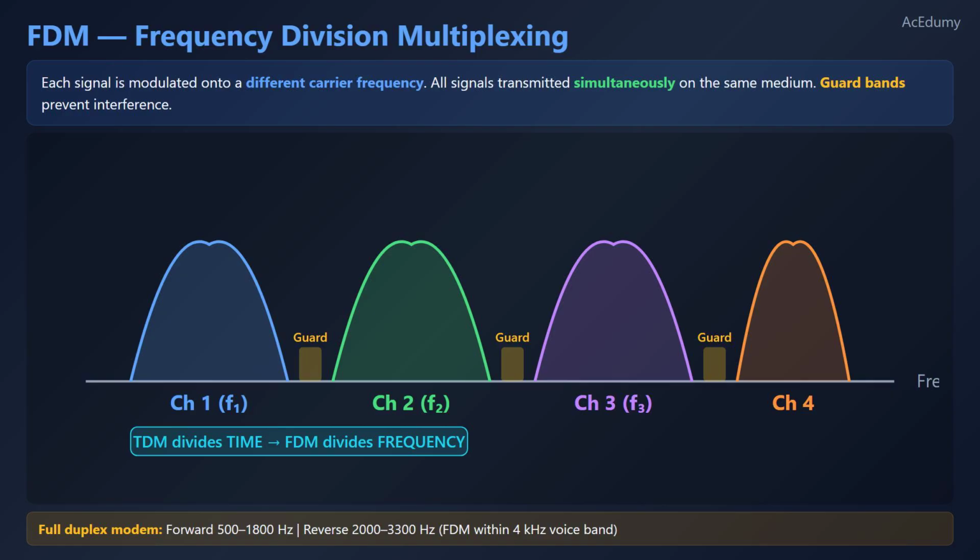FDM is also the basis of how full duplex modems work on a telephone line. The 300 to 3400 Hz voice band is split into a forward channel from 500 to 1800 Hz and a reverse channel from 2000 to 3300 Hz. While TDM divides time into slots, FDM divides frequency into bands. Both are still widely used today.